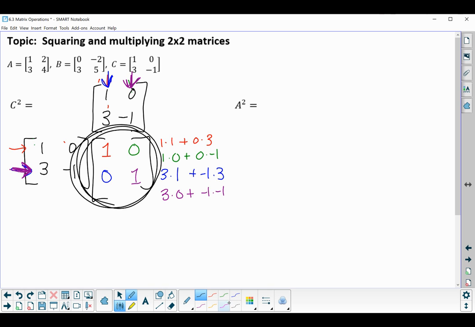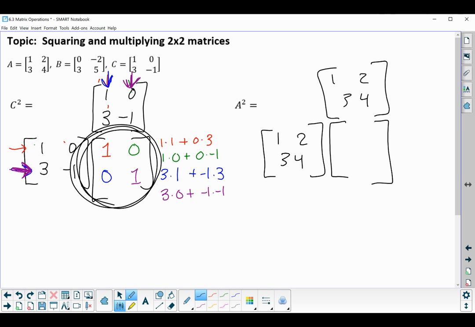You don't always get that when you square, so I'll show you A squared. 1, 2, 3, 4 multiplied by 1, 2, 3, 4. So this would be 1 plus 6, that's 7. This would be 2 plus 8, that's 10. That's funny, I wrote 8 and I said 10.